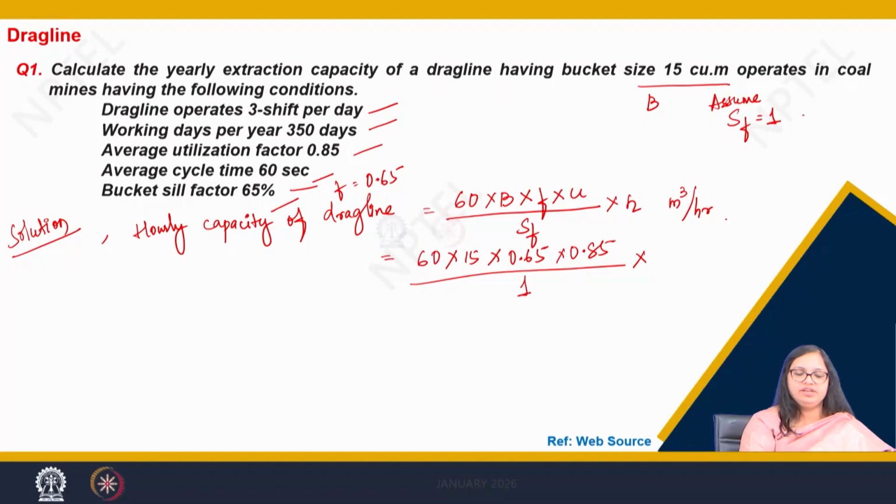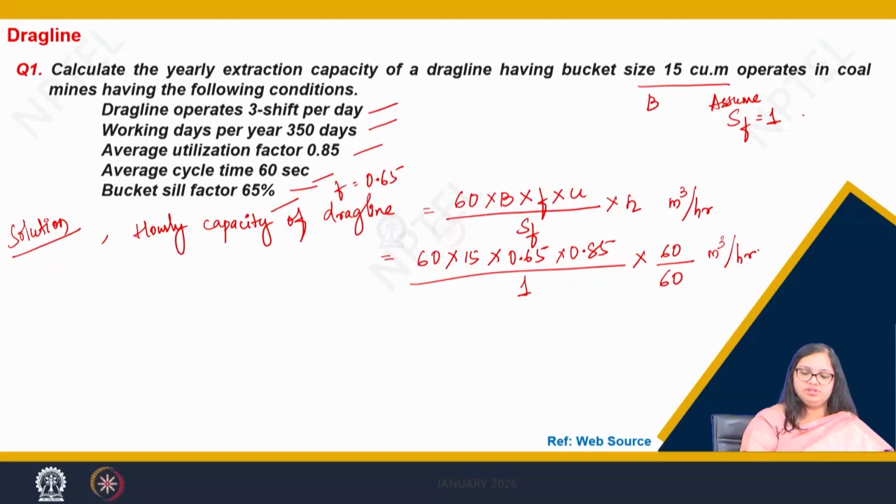So how do we find the value N? N is the number of cycles per minute. So here average cycle time is given as 60 seconds. If we convert this 60 seconds into minutes, this is 1. Here we have multiplied by 60 to convert it into hour. So this gives us meter cube per hour.